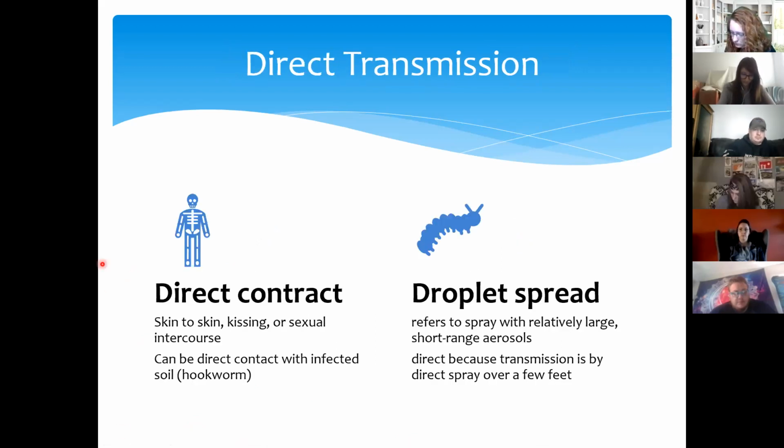So to go further into direct transmission, direct contact, so skin to skin, kissing or sexual intercourse. It can also be direct contact with infected soil. Wrestling mats is another example. So that would be skin contact with the mats. Remember, tinea or ringworm can be caused with direct contact.